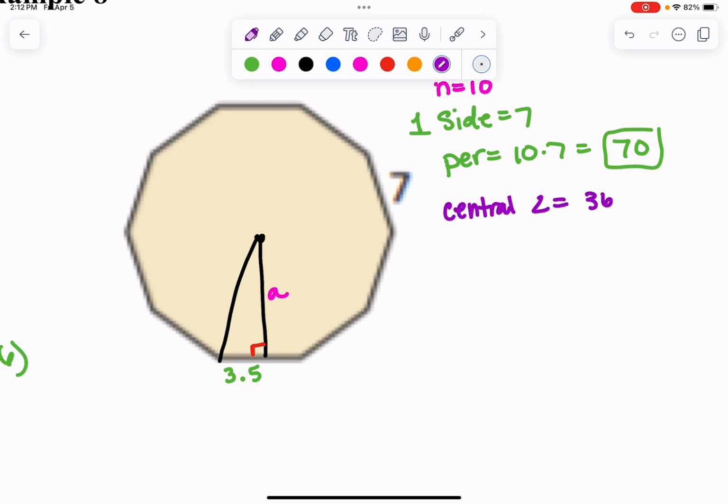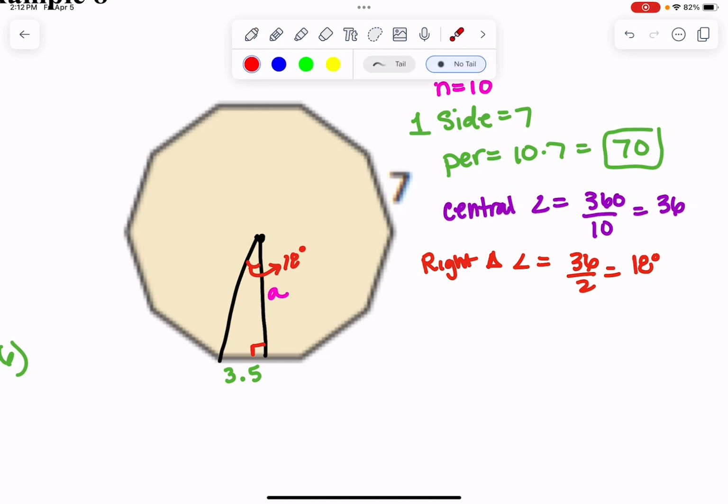So let's find our whole central angle, which is always 360 divided by n. So 360 divided by 10 is 36. But we want the little angle inside of our right triangle. So for our right triangle angle, we divide that by 2, and 36 divided by 2 is going to give me 18 degrees. So we know that this top angle here is a little tiny angle of 18.